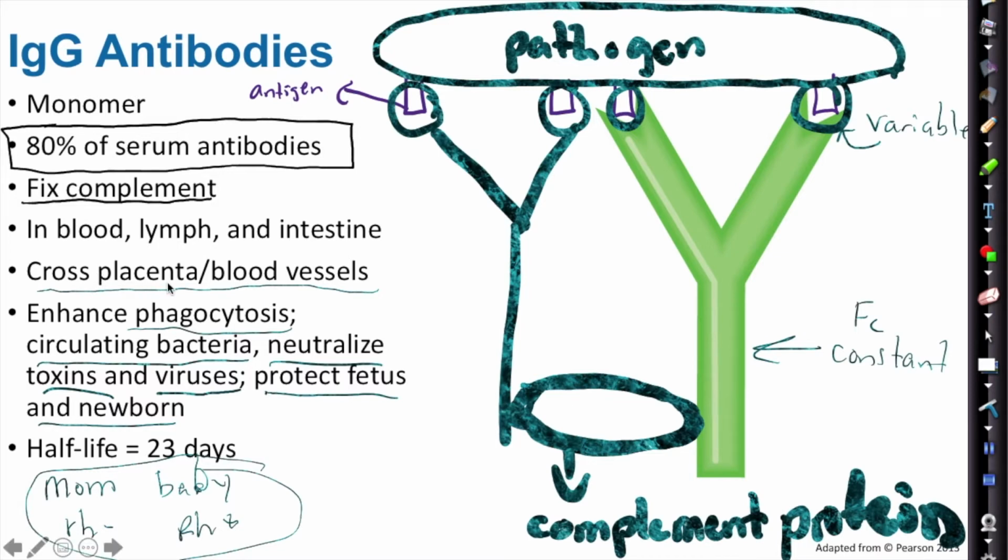This one can cross the blood placental barrier and the blood vessels. It helps to enhance phagocytosis, and it is good at neutralizing toxins and viruses, and protects the fetus. The half-life is 23 days, so it's a pretty long-lasting antibody.